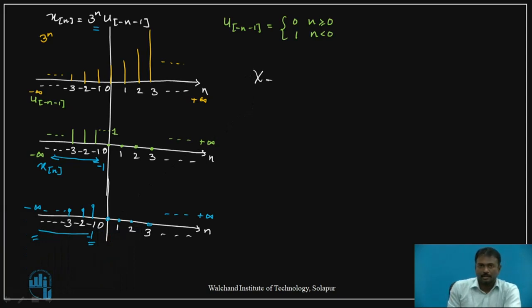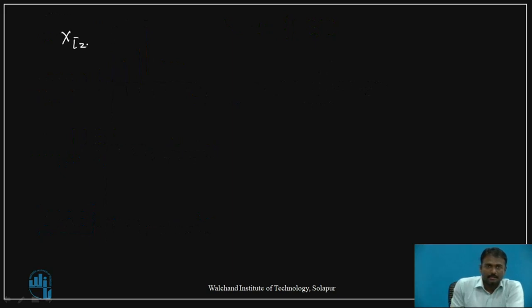Therefore, X(z) is written as the summation n equal to minus infinity to minus 1 of 3 to the power n minus 3 to the power n z to the power minus n. X(z) is equal to the summation n equal to minus infinity to minus 1 of minus 3 to the power n z to the power minus n here.